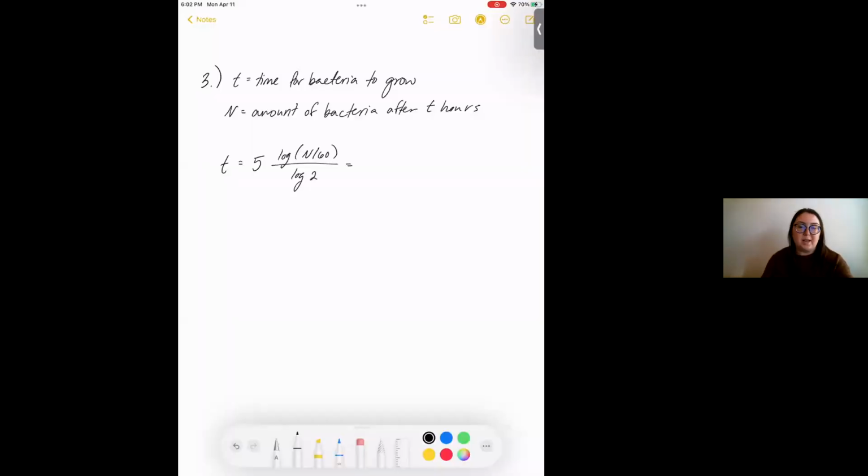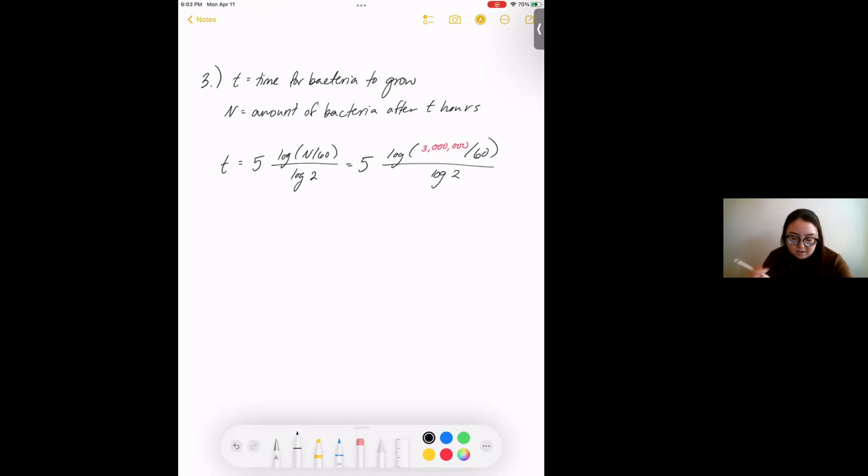All right, so for problem 3, we have t is equal to the time for bacteria to grow, and n is the amount of bacteria after t hours. Our equation, we said, was t is equal to 5 times log of n divided by 60, divided by log of 2. We said that n was going to be 3 million, so we're going to plug in 3 million for n, which means that this is equal to 5 times log of 3 million divided by 60, all divided by log of 2.